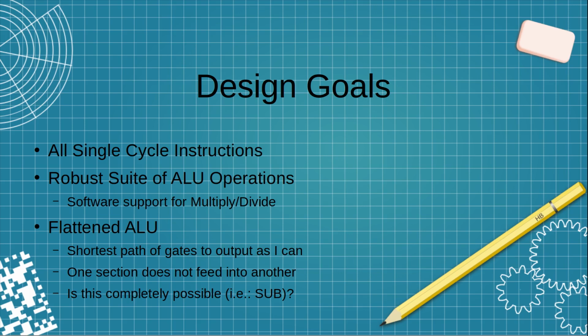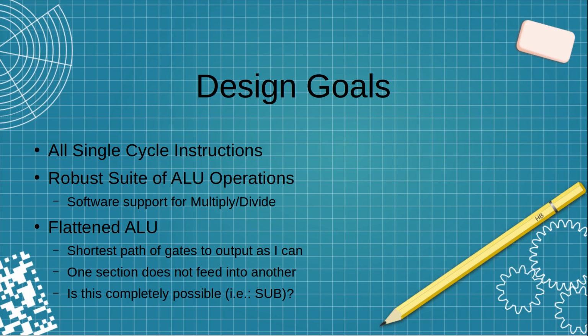I do want to have a robust suite of ALU operations, a number of shifts and rotates and adds and subtracts, and a number of logical instructions as well. That robust suite of ALU operations also is limited by the number of instructions I can have in my instruction set. That introduces a new complexity that I need to sort out. We'll talk about that in a few minutes here.